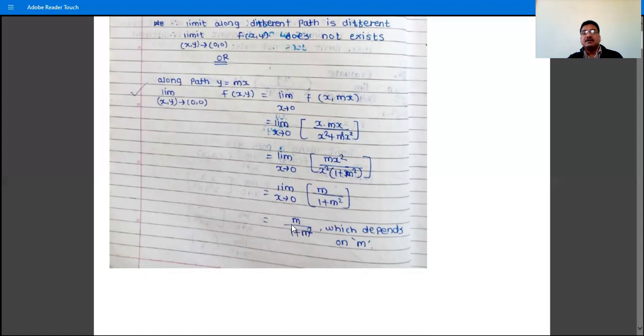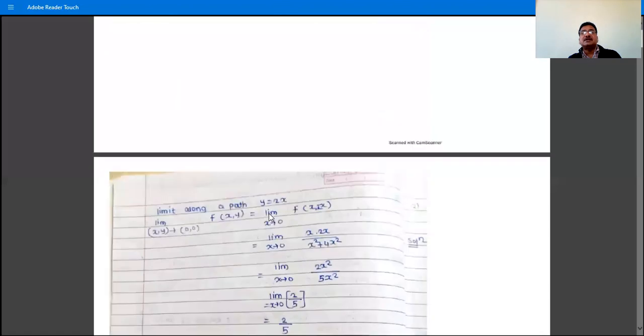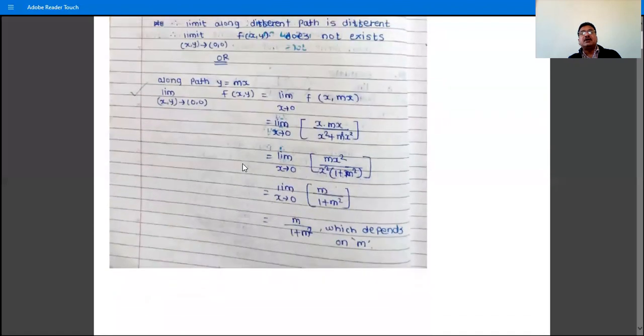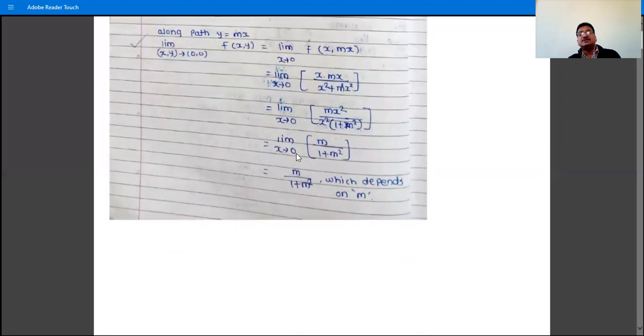If this answer does not depend on m, then what happens? Then if we change m, the answers remain the same. That is, the first method is to find separately two paths such that the limits along those two paths are different. Or the second method is what? Take a path that includes the notation m, and find the limit along that path such that the limit depends on m. If this limit does not depend on m, then this method fails.